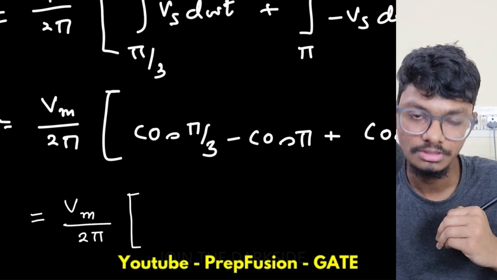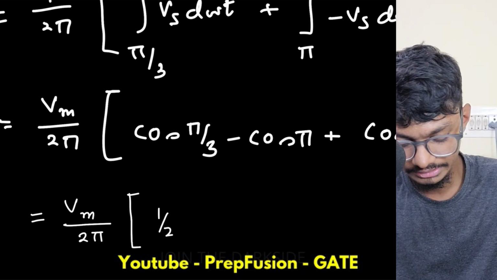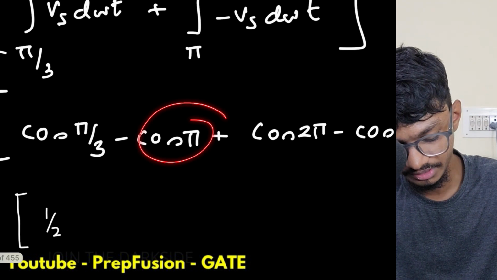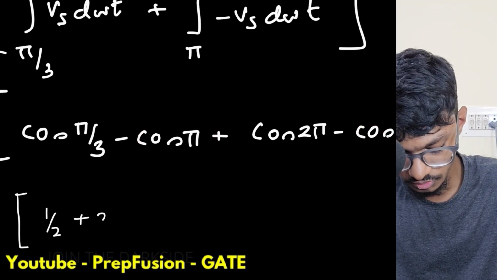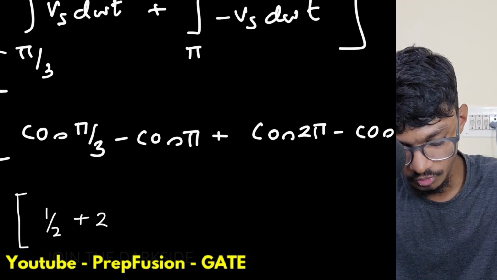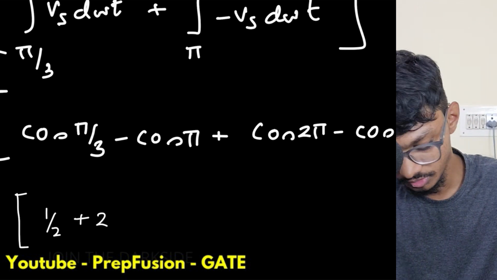What is cos pi by 3? Cos pi by 3 is cos 60, and cos 60 is half. And this is minus 2 cos pi, so minus 2 into minus 1 will be plus 2, and cos 2 pi is simply 1. What is cos 0? Cos 0 is also 1. So this will be plus 1.